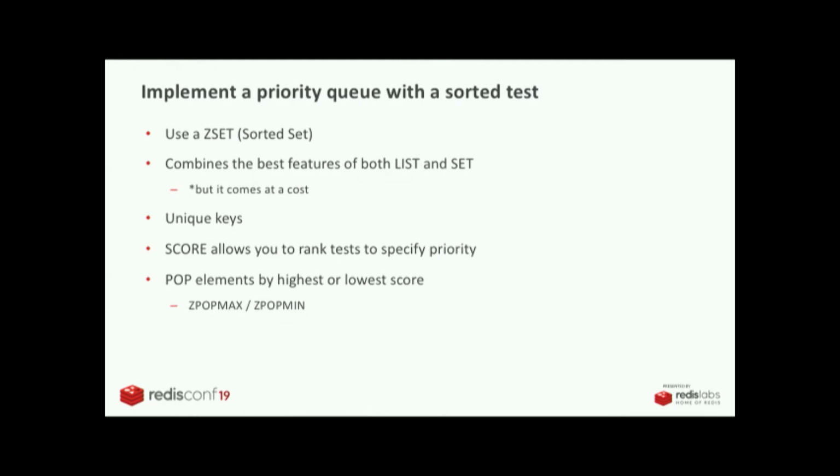So Z sets are sorted sets. They allow you to include a score. Other than that, it's like a set, but because of the score, you can rank it. It's like a list. You can push and pop in a logical method, by the score. So you get unique keys like a set, and you get push and pop like a list.